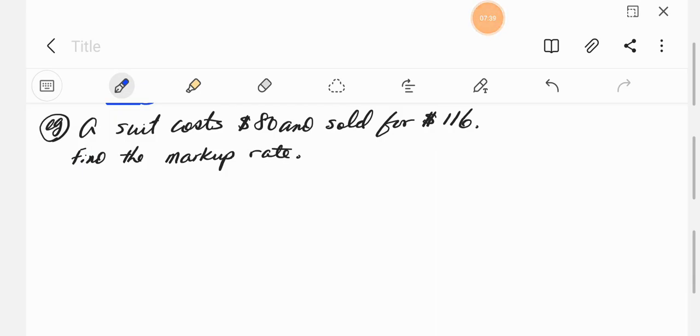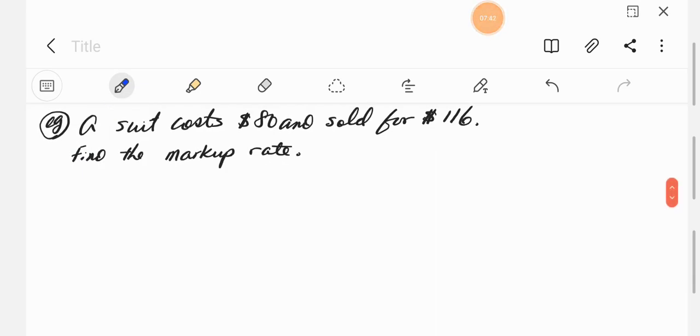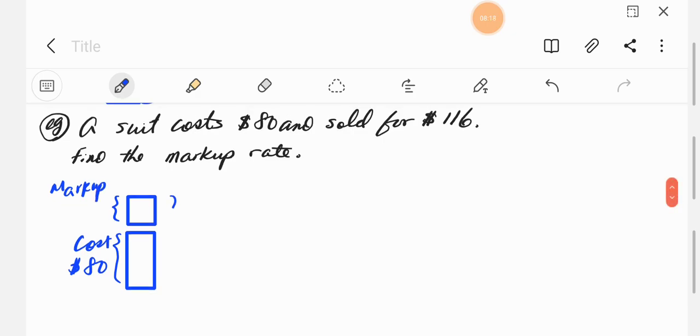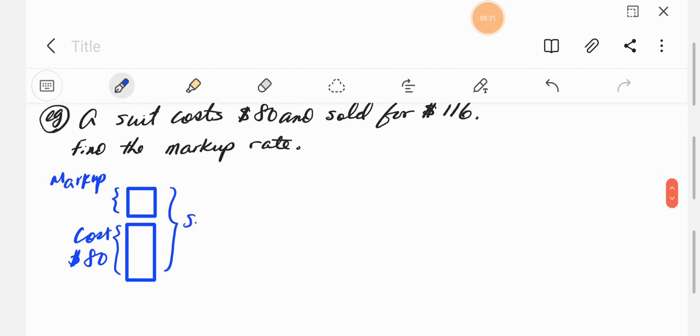Okay, a suit costs $80 and the suit is sold for $116. Then find the markup rate. All right, what you have to do is draw a diagram. So the cost is $80. This is the cost, which is $80. And then you put some margin on it, markup. So I don't know what the markup is, right? So this is the cost, this is the markup. But we don't know what the markup is, but we know the selling price, the retail price.